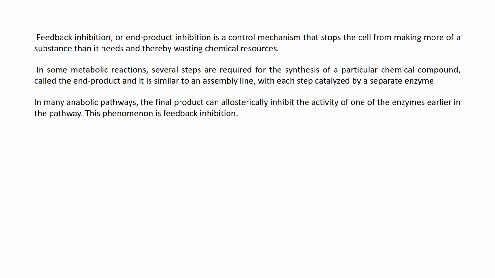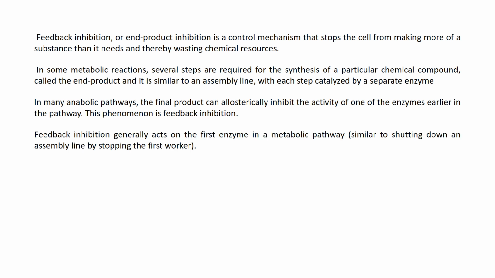In many anabolic pathways, the final product can allosterically inhibit the activity of one of the enzymes earlier in the pathway. This phenomenon is known as feedback inhibition. Feedback inhibition generally acts on the first enzyme in the metabolic pathway. It is similar to shutting down an assembly line by stopping the first worker.